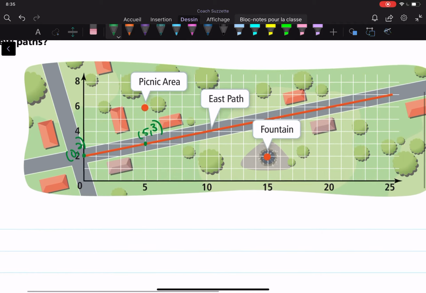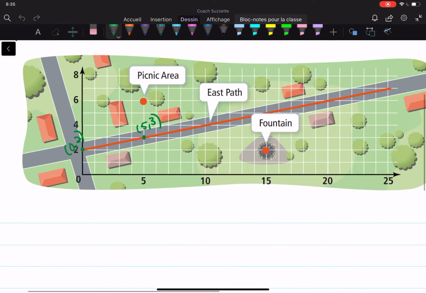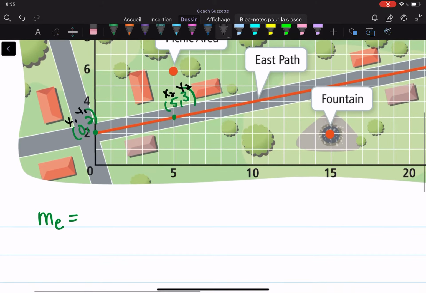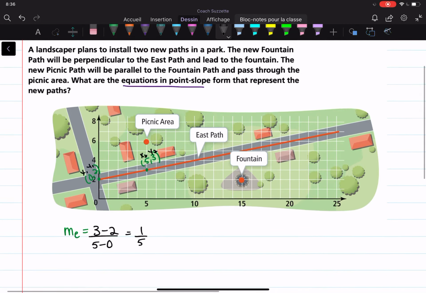Okay, so let's find the slope of the east path. Maybe I'll write m sub E for east path. Actually, let me also label these points. Let's say this is my first point, and this is my second point, and let's substitute into the slope formula. It means we have (3 minus 2) over (5 minus 0), which gives us 1 over 5. All right, so we know the slope of the east path is 1/5.